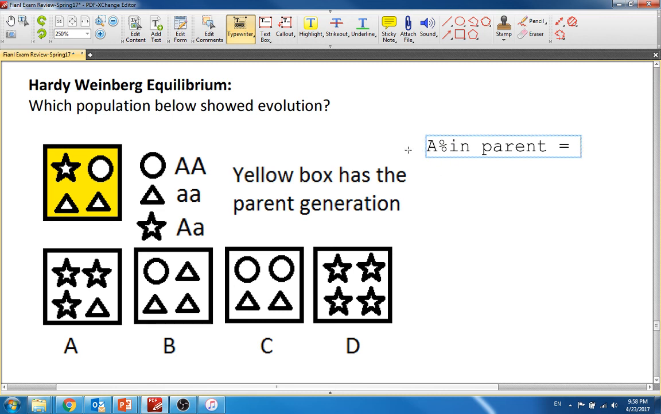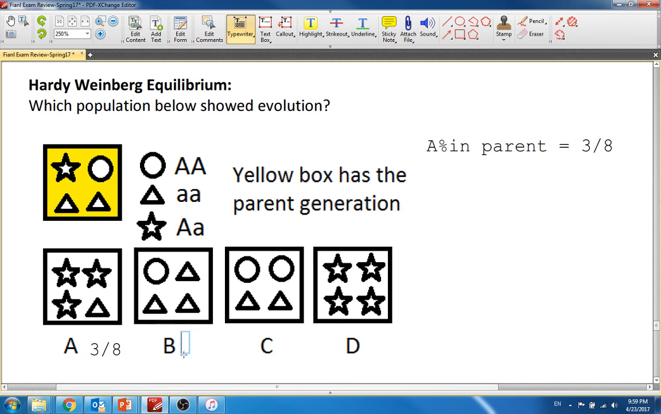So again, if you track the allele capital A, the allele frequency for capital A in the parent generation will be 1, 2, 3 divided by 8, 3 over 8. And then if you look at these 4 different choices, population A also has 3 capital A's over 8. So allele frequency didn't change, no evolution.